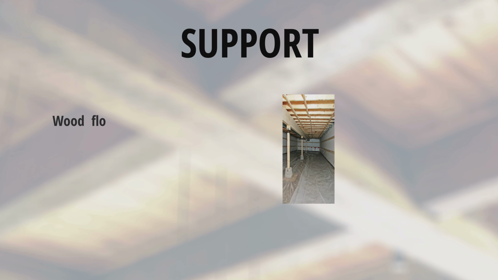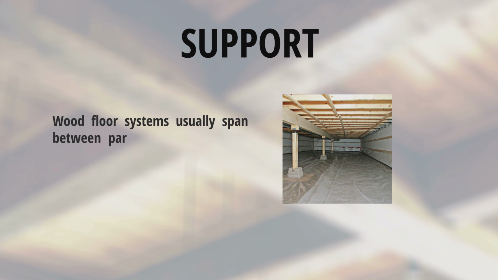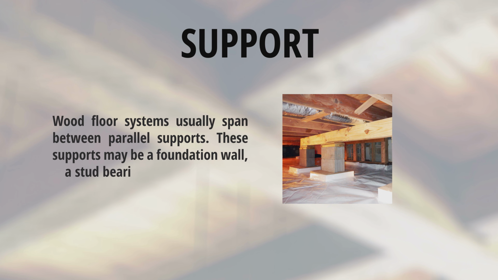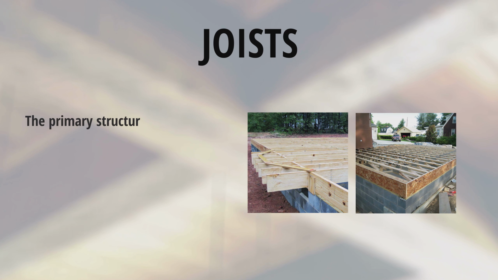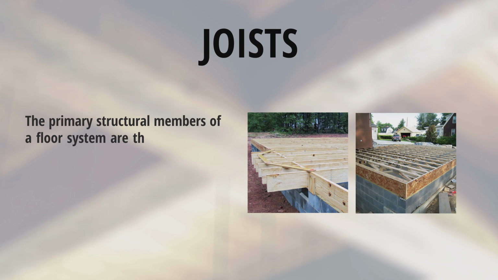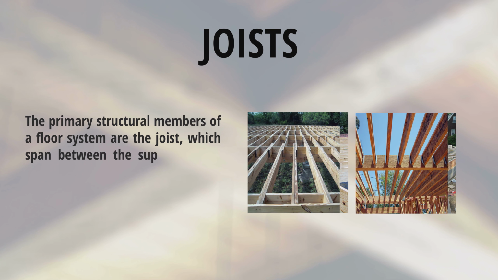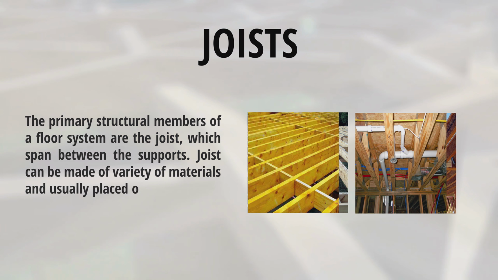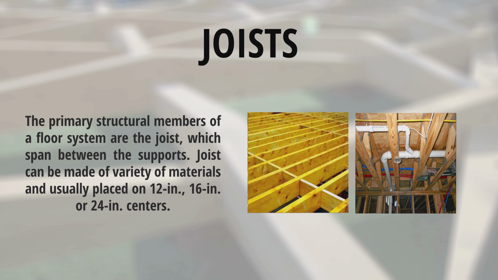Support. Wood floor systems usually span between parallel supports. These supports may be a foundation wall, a stud-bearing wall, or a beam. Joists. The primary structural members of a floor system are the joists, which span between the supports. Joists can be made of a variety of materials and are usually placed on 12-inch, 16-inch, or 24-inch centers.